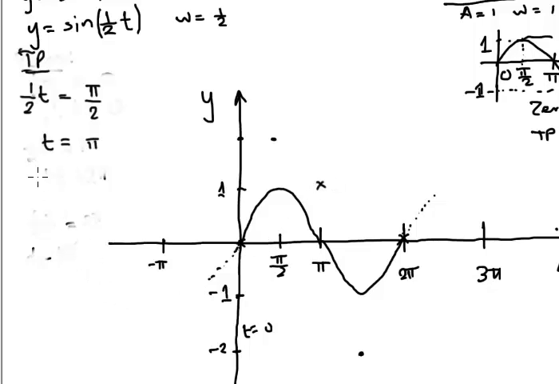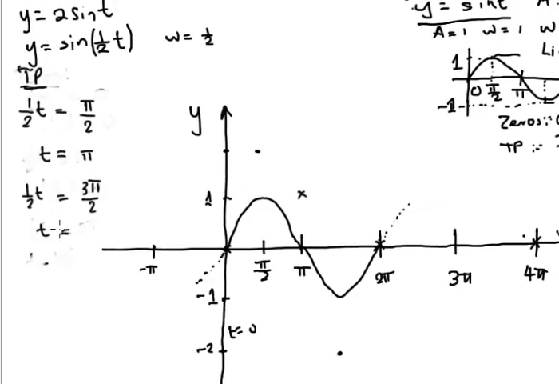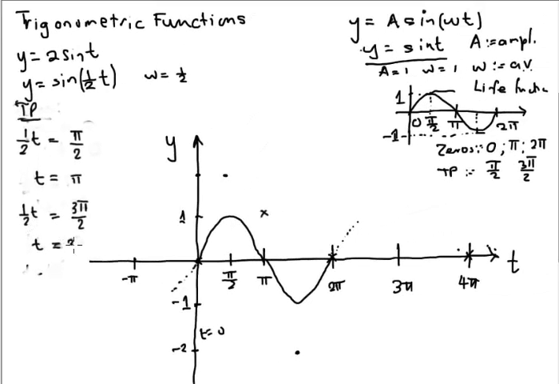Then the next turning point is when the argument is equal to 3/2 of pi, isn't it? Then I solve that equation. Then I get that t is 3 pi. That will be somewhere here. And at that point is the lowest point you can get, somewhere there.